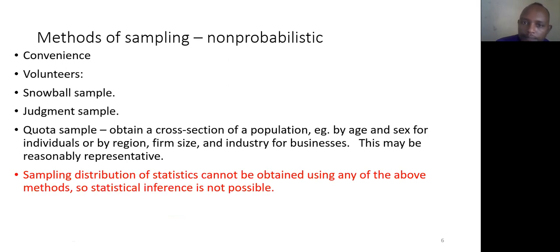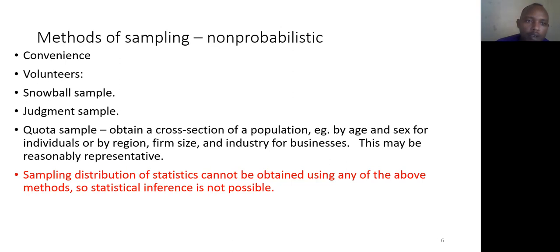Here we have sampling techniques or sampling procedures. Generally, we have two types of sampling technique. The first one is non-probabilistic, and the second one is probabilistic sampling method. Let us talk firstly about the non-probabilistic sampling method.